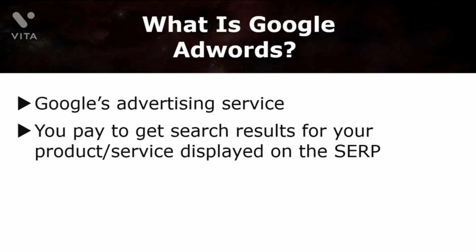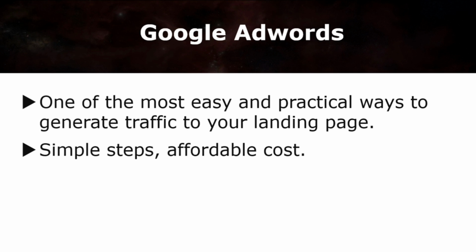Now, let me give you a brief summary of what Google AdWords is. Google AdWords is Google's own advertising service which allows you to place search results for your own website or landing page. The search results for your product or service will appear on the search engine results page, or the SERP, which you would have to pay a certain amount to get your results displayed. Google AdWords is one of the easiest and most practical ways to generate traffic to your landing page.